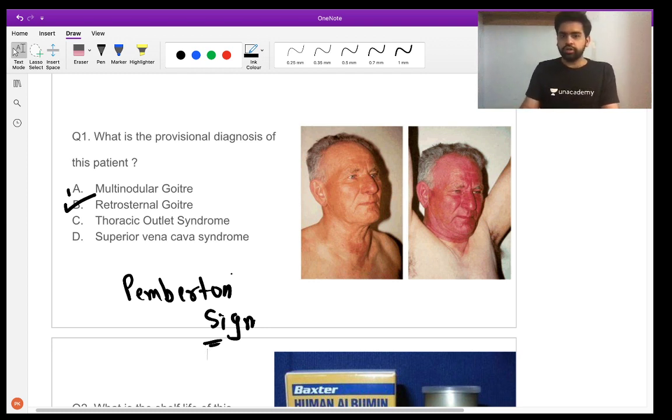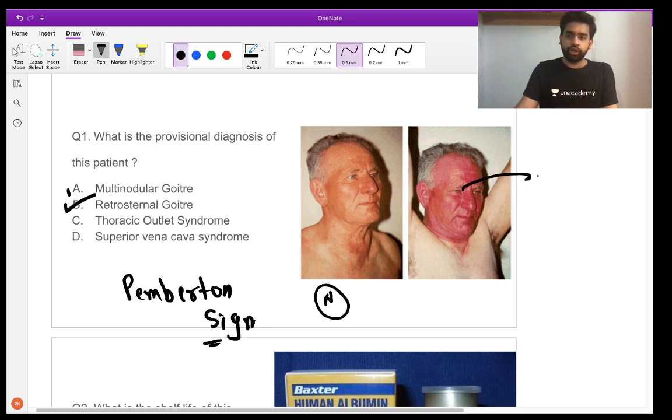Right. So what is the answer to this particular question? The answer is that this is a retrosternal goiter. So it is a Pemberton sign. So what exactly is a Pemberton sign? In this, the patient, when he's sitting in front of you, is absolutely normal. But if you ask the patient to raise both his arms above his ears, what happens? There occurs a facial plethora.